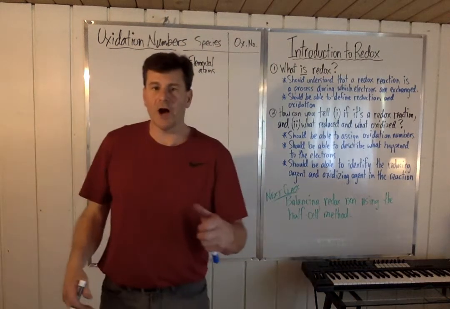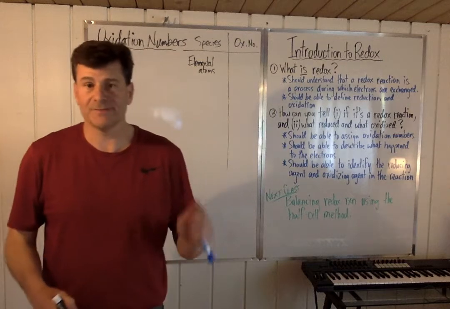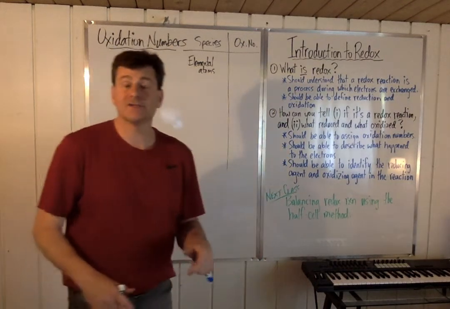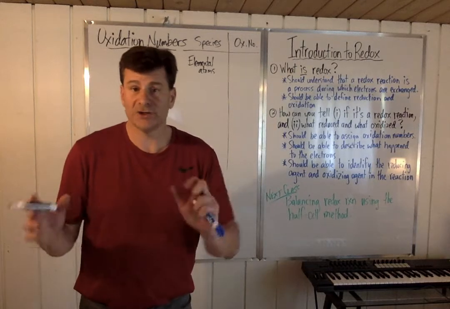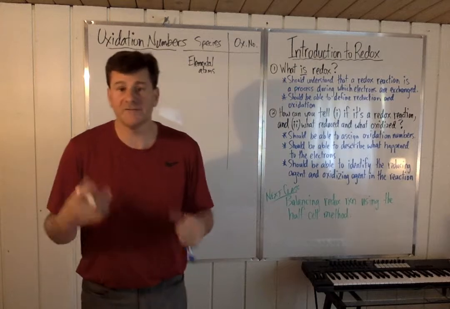So I've got the species, what we're talking about, and what its oxidation number is. An elemental atom, one that has not lost or gained electrons, floating around neutral, has a charge of 0.